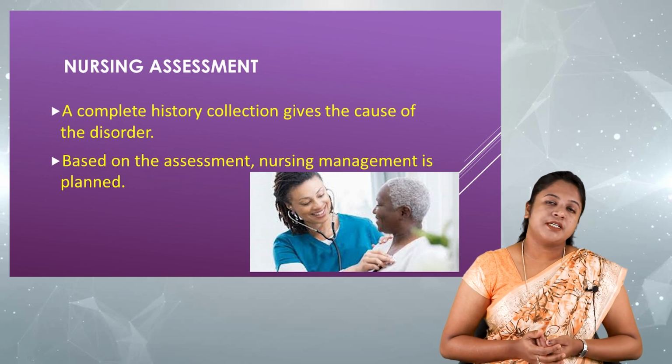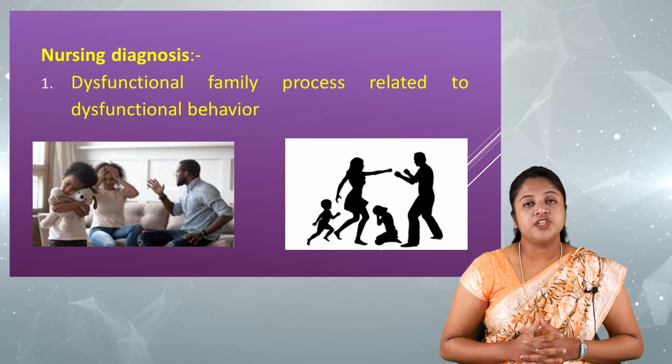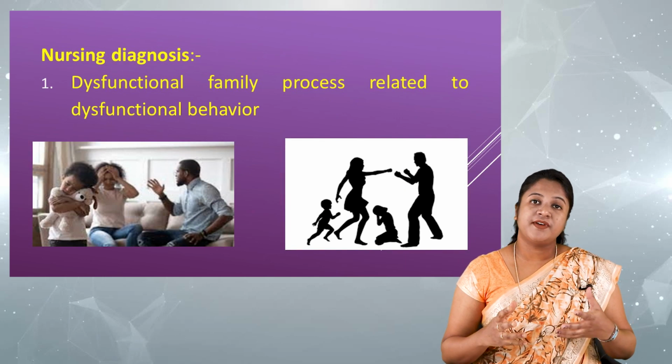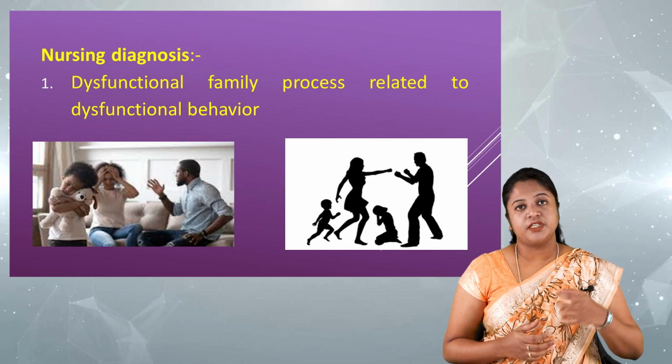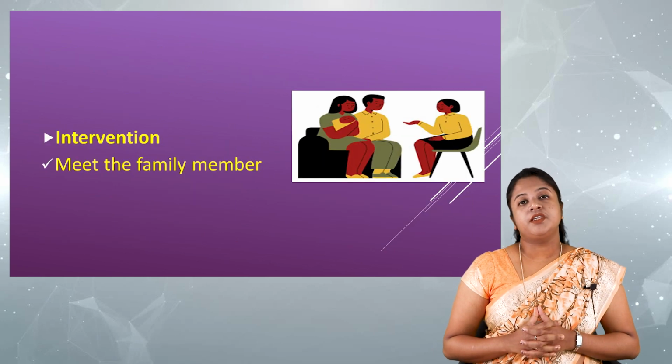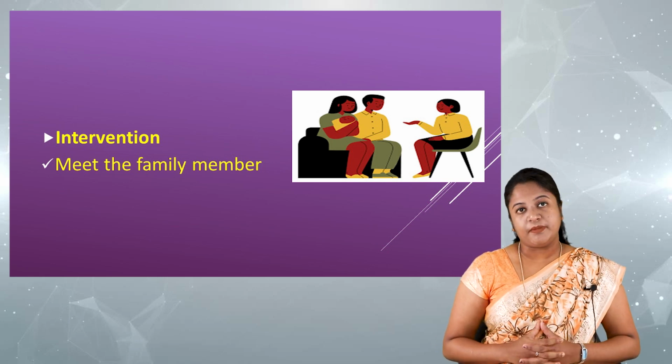So I've got a few nursing diagnoses and interventions. Number one nursing diagnosis is dysfunctional family process related to the dysfunctional behavior. So what are the interventions for this particular problem? First thing is you're going to plan for a family therapy. So you're going to meet the family members of the client.